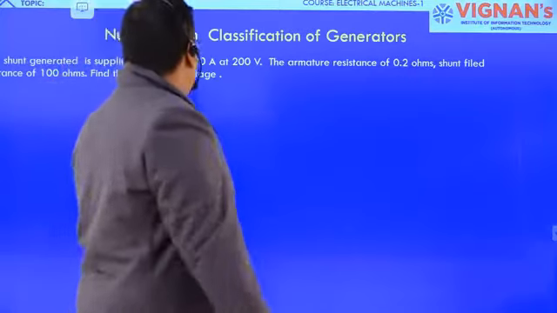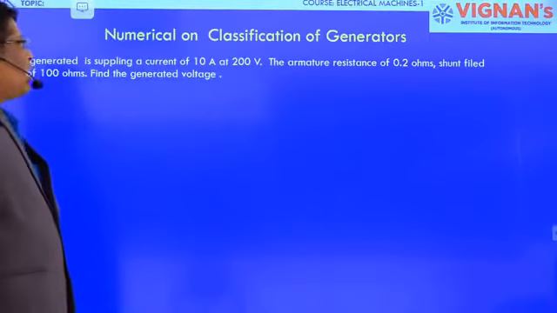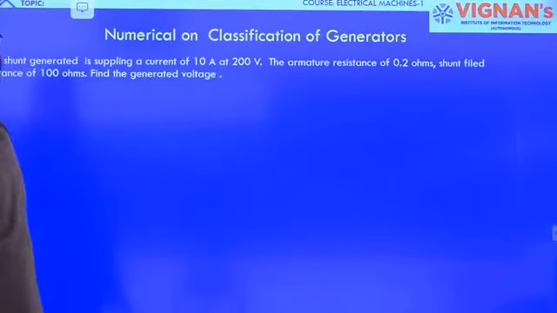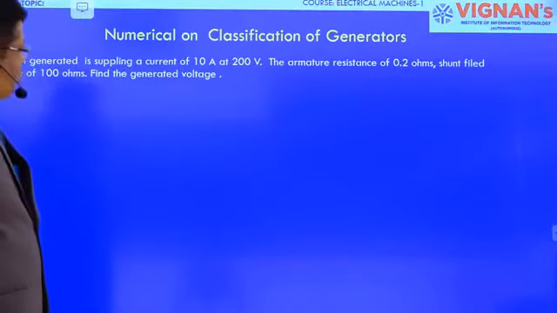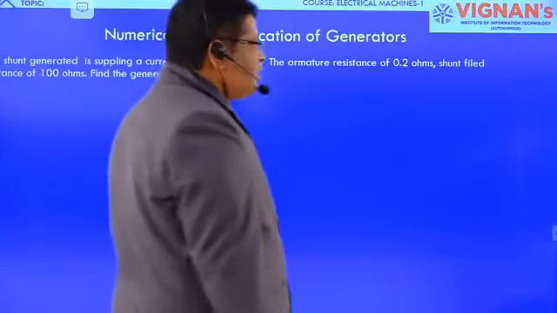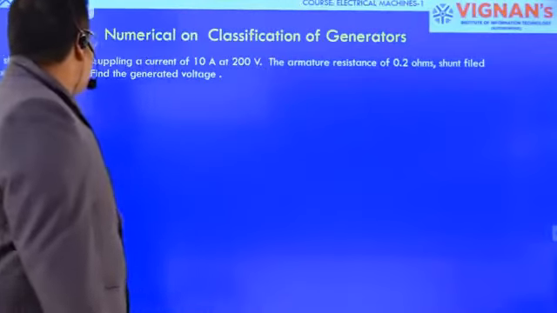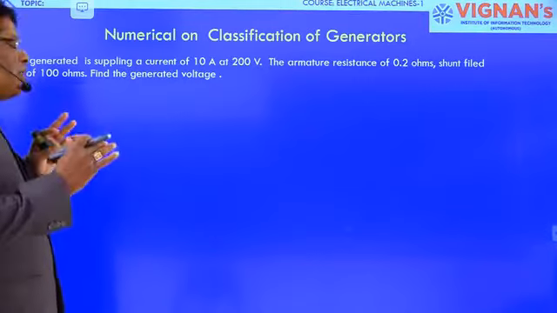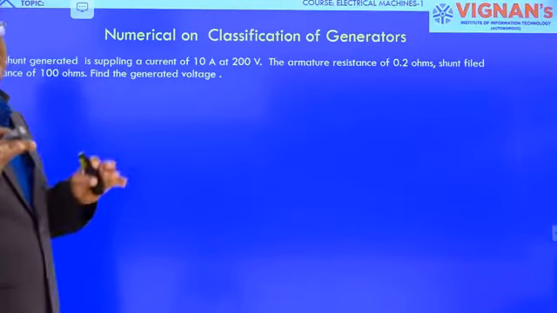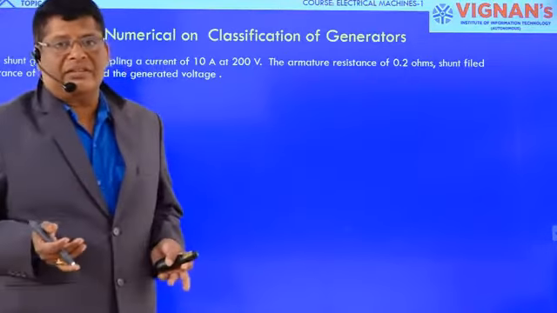Now we are going to see one more problem on the numericals on the classification of the generators. A shunt generator supplying a current of 10 amperes at 200 volts. The armature resistance is 0.2 ohms. The shunt field resistance is 100 ohms. Find the generated voltage. This is another way of asking how much is the generated voltage in a generator by giving the circuit parameters.